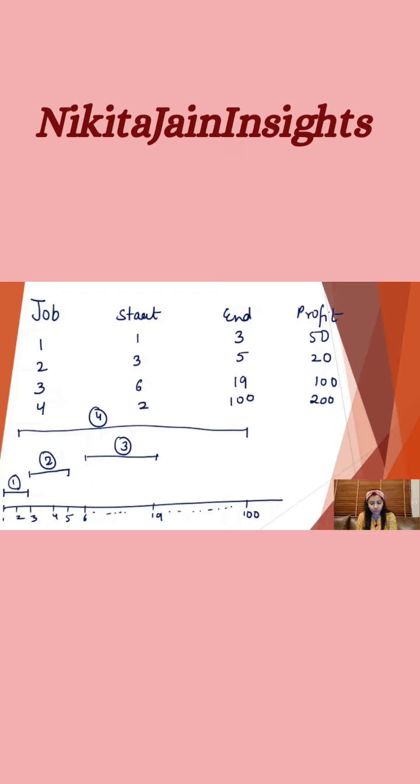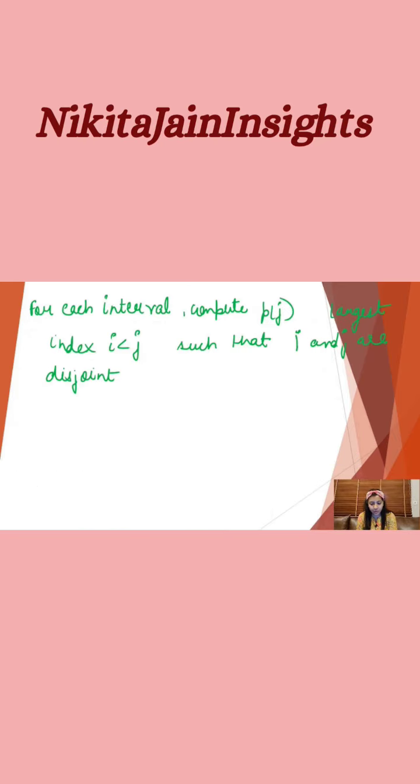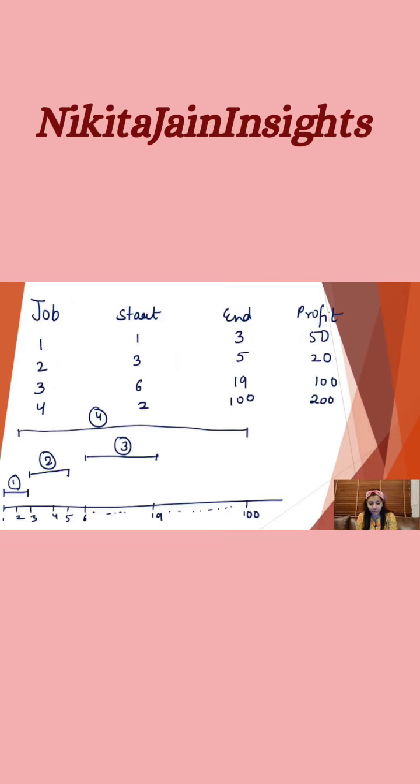Now for each of the jobs, we first have to calculate the P of J value. P of J is the largest index I less than J such that I and J are disjoint. So let's calculate P of J for all the jobs that are given to us. First is P of 1. So what will be P of 1? There is no job that is finishing before job 1 and is not overlapping with job 1. So there is no job, so P of 1 is 0.